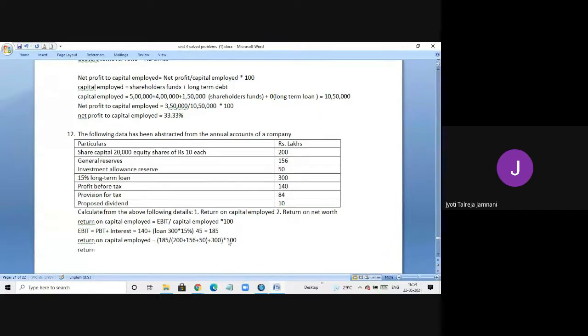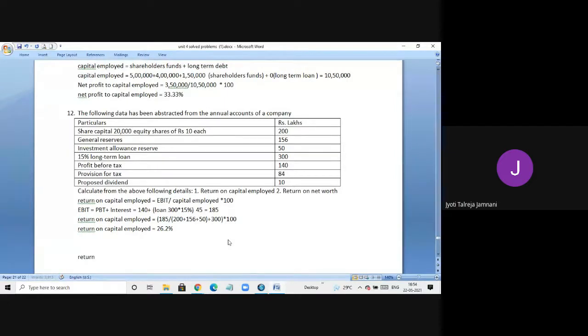So return on capital employed is equal to, we solve this, we take it as 26.2%. Next, they have asked you return on net worth.